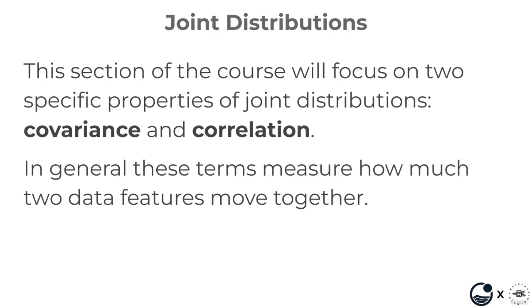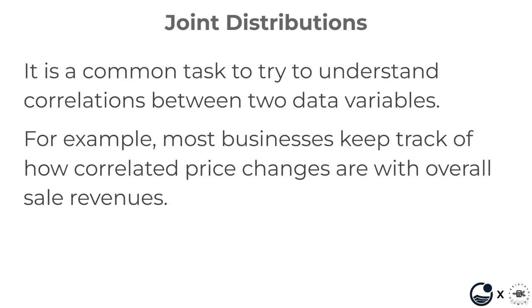So this section of the course is going to focus on two specific properties of joint distributions: covariance and correlation. In general, these terms measure how much two data features move together. For example, the total bill moving along with tip, and likewise the tip moving along with total bill. So it's a common task to try to understand correlations between two data variables. For example, most businesses are going to keep track of how correlated price changes are with overall sales revenue.